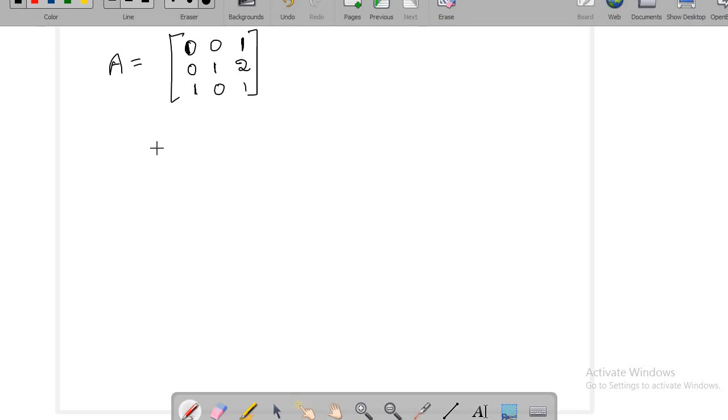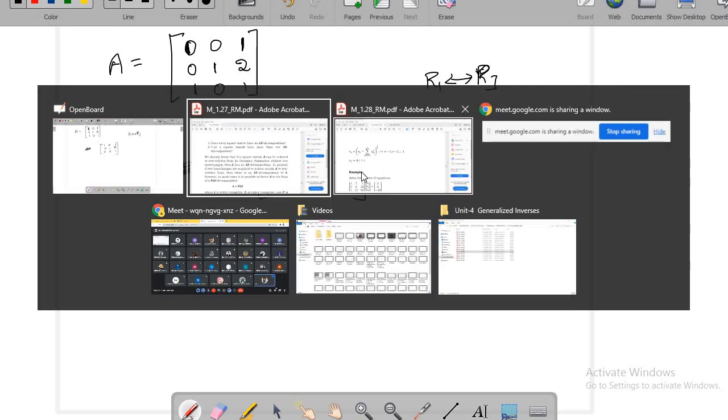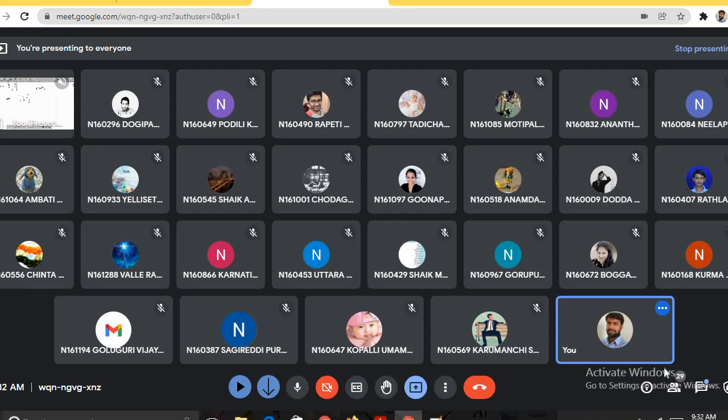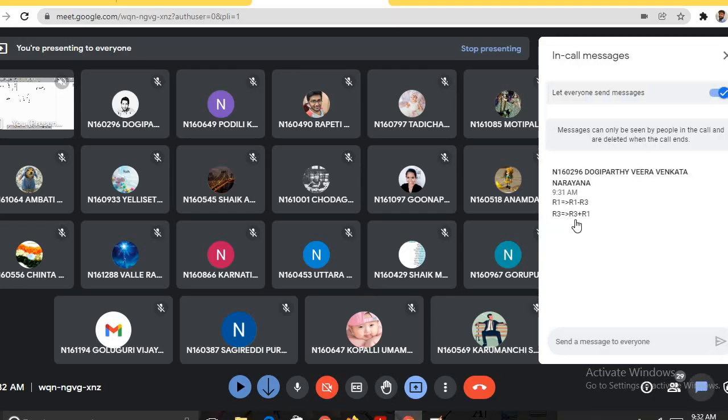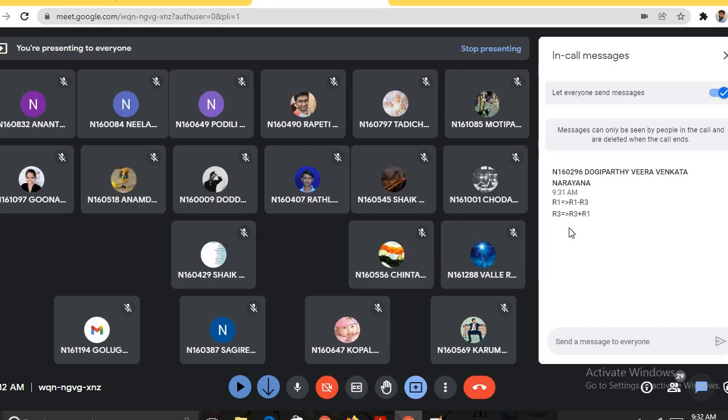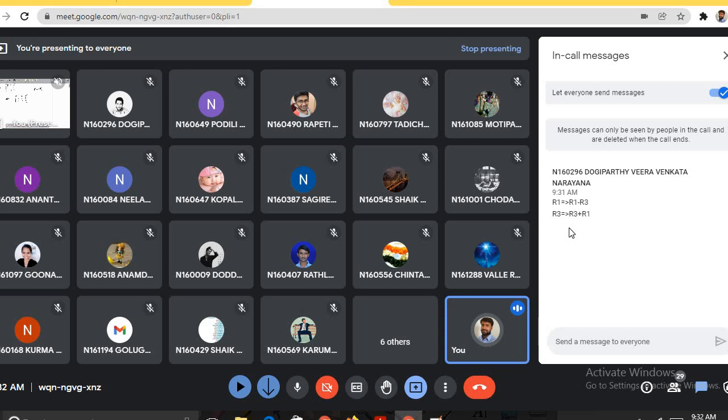Try to see one thing. Suppose I make row changes, let's say I interchange the first row and third row. Then it's not A, it's the new A, which is 1, 0, 1 and 0, 0, 1 and 0, 1, 2. And this is exactly an upper triangular matrix, isn't it? R1 becomes R1 minus R3 and R3 becomes R3 plus R1.